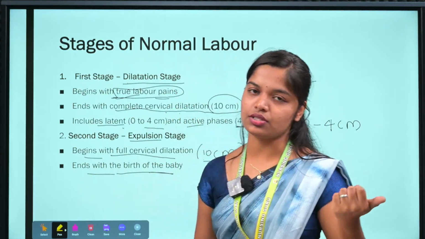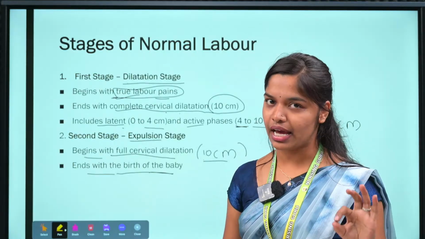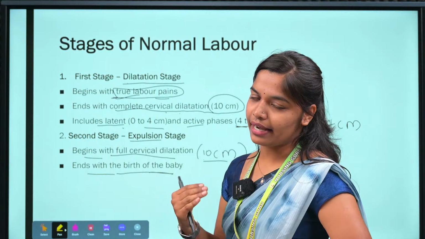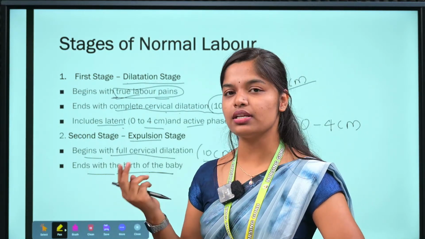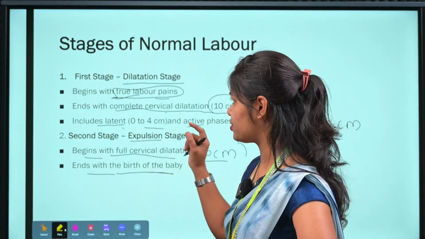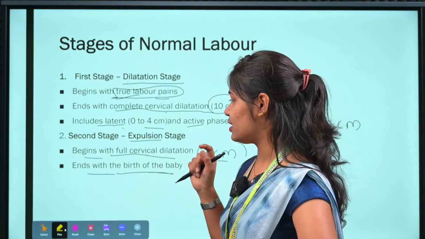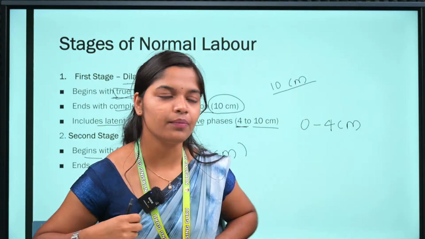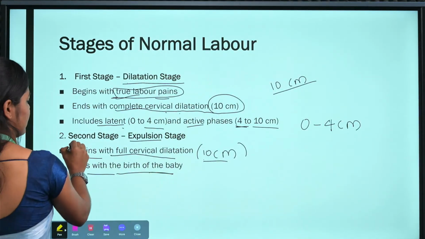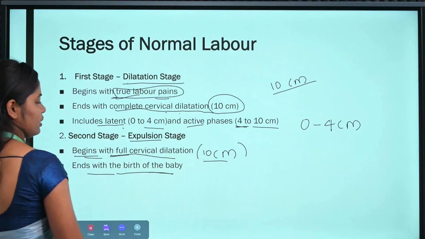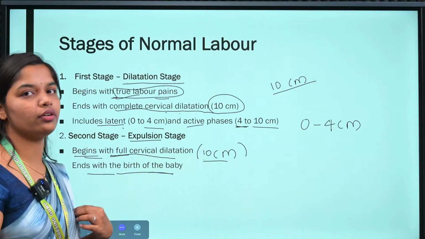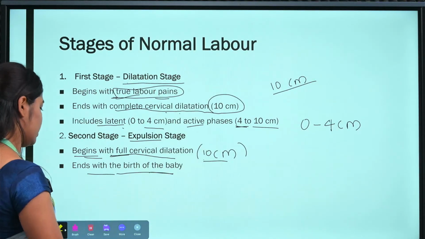In the first stage, the cervix is going to dilate until 10 centimeter. The first stage, the dilatation stage, has the latent phase 0 to 4 centimeter and the active phase 4 to 10 centimeter. The second stage is the expulsion stage. Here the baby is going to be expelled. This stage begins with full cervical dilatation of 10 centimeter and ends with delivery of the baby. This is the second stage.